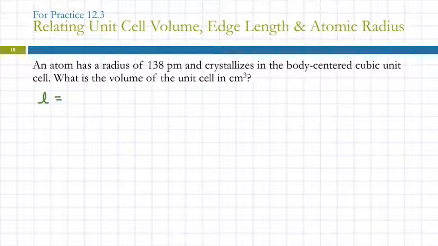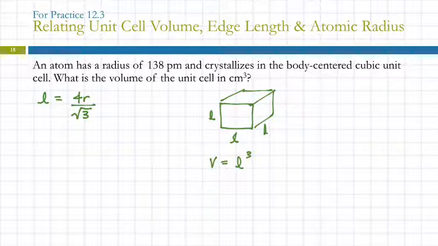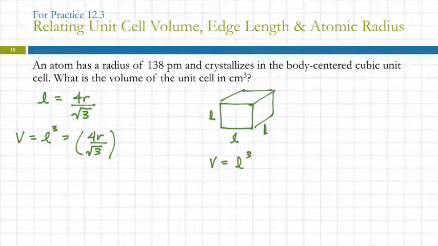So the length of the edge is equal to 4 times the radius of the atom divided by the square root of 3. And I'm using that because this tells me body-centered cubic unit cell. It's asking me, what's the volume of the unit cell? So my unit cell is cubic. And so we have L and L and L. The volume of it is the length times the length times the length. Right? So the volume is equal to L cubed. So the volume is equal to the length cubed, and the length is 4r over the square root of 3. So we just need to take that term and cube it.